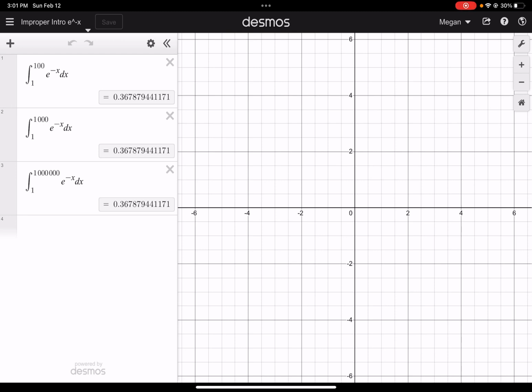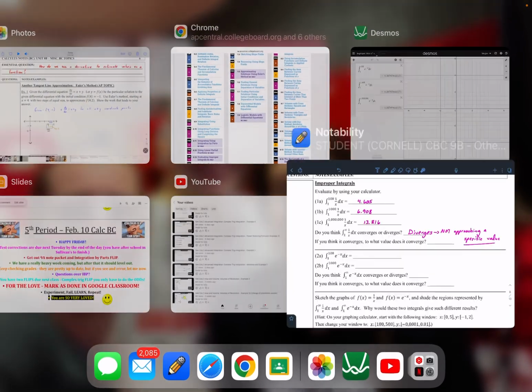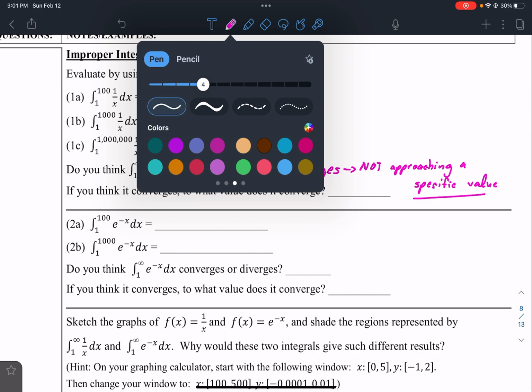0.36787. But so is 1 to 1,000. In fact, all of these decimals are exact. You're talking about 10, 11, 12 decimals being the same, even though I added 900 x values. And then what if I went from 1 to 1,000,000? It's the same thing as well. So this is an example of an improper integral that is converging to a specific value. So this is converging.